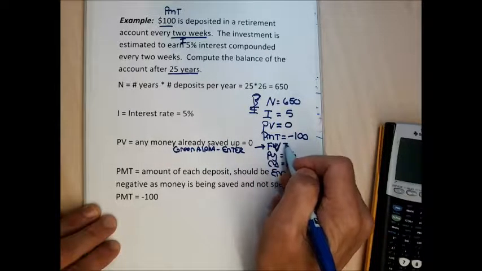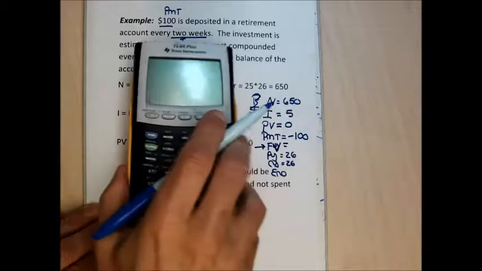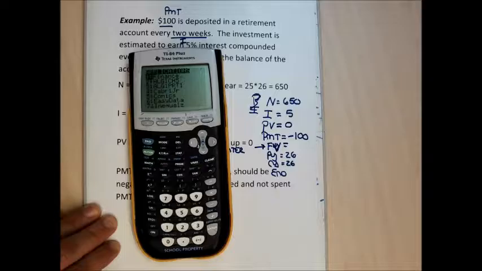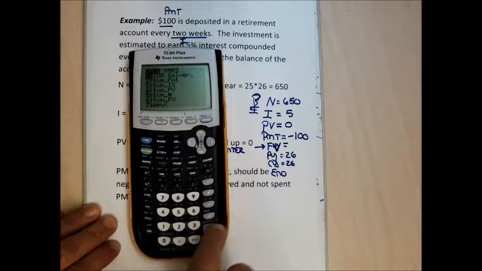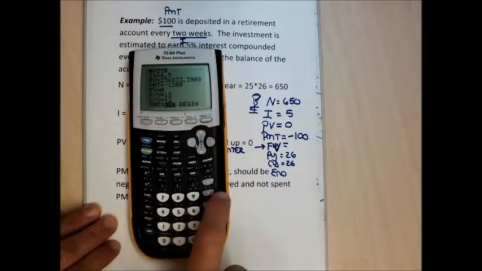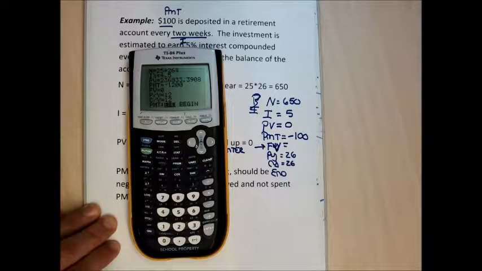And now I'm going to have my calculator help me solve for the FV. So I'm going to go back to the app screen. I'm going to go Apps, enter on Finance, enter on TVM Solver. If I want to, I could physically type 25 times 26 right in the N, and it's going to give me the 650 that I figured out on my calculator earlier.